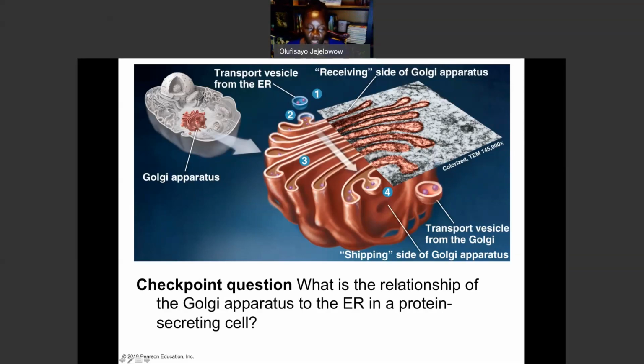So what is the relationship of the Golgi apparatus to the ER in a protein secreting cell?